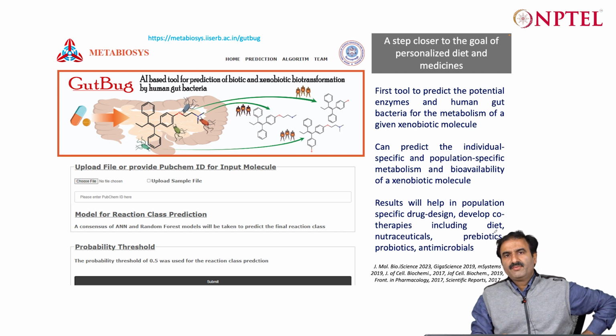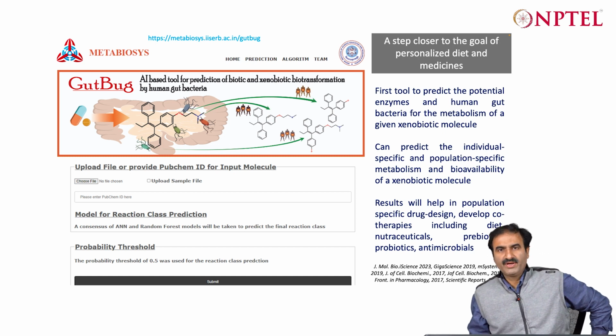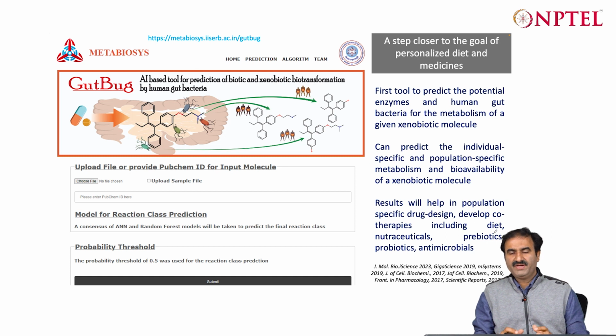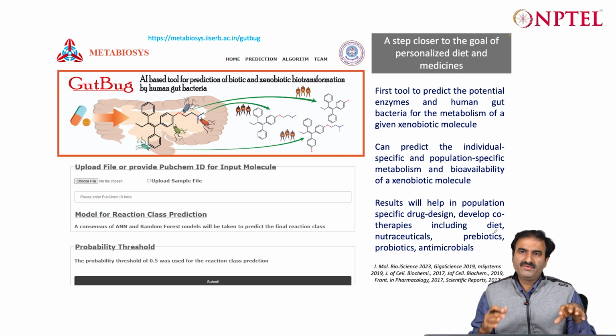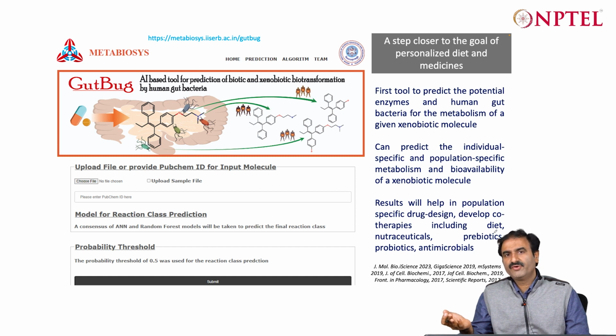Like this is one tool, GutBug, which can predict, for anything that goes to your gut, you can give the molecule name, and it can predict what all microbes in your gut can metabolize it, the exact chemical reaction that will happen in the gut, and also what the resultant metabolites are and what species of bacteria will contain that, and whether that will be toxic to your gut or not. So basically I want to highlight that along with metagenomics and the big data of biology, the application of artificial intelligence is also gaining a lot of importance these days to use this data to make valuable predictions.